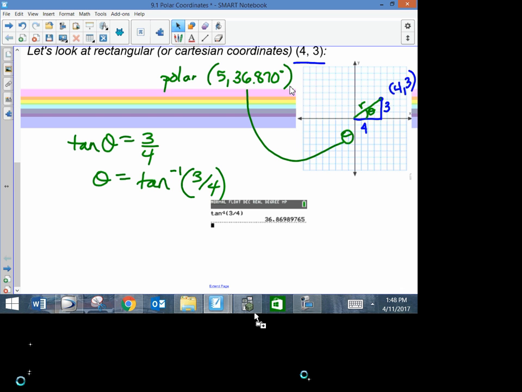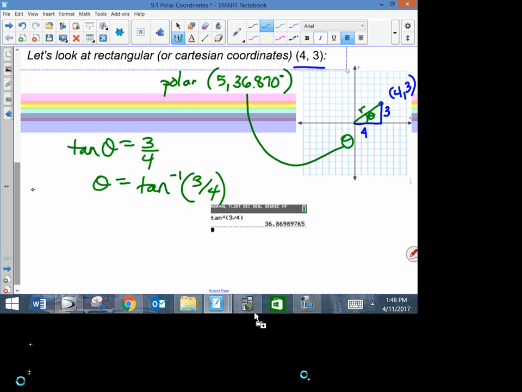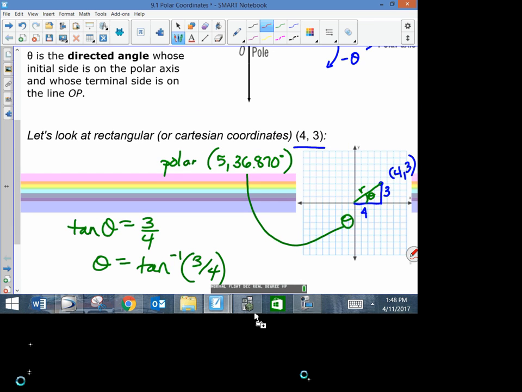Okay? So we're going to go from rectangular to polar. We're going to go the opposite way too. But that's how it works. Okay? Any questions so far? It's a different name for the same thing we've been doing.